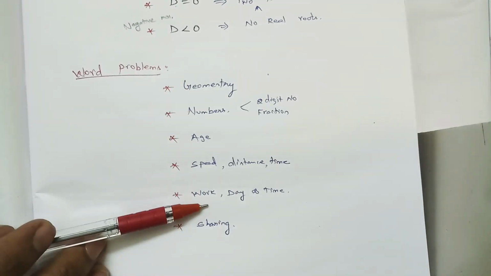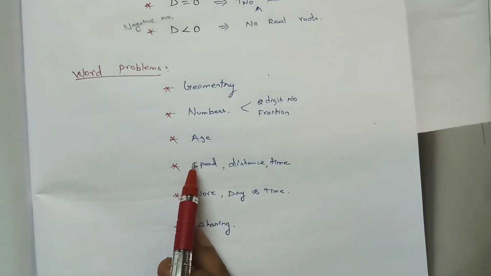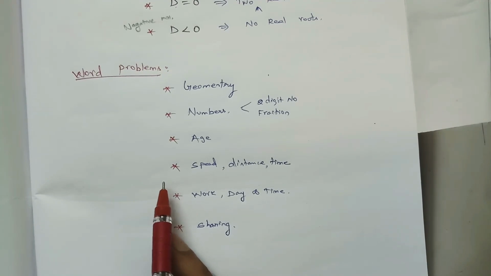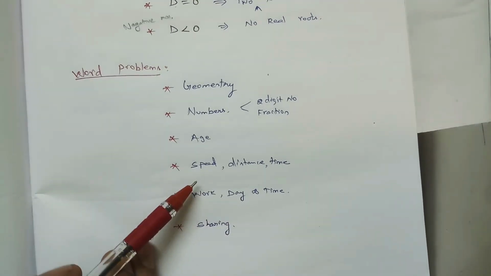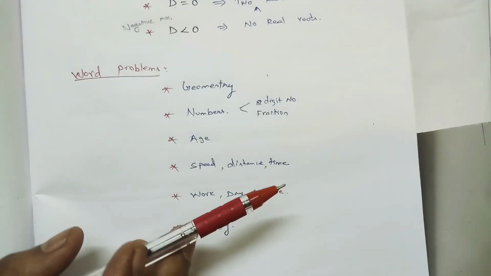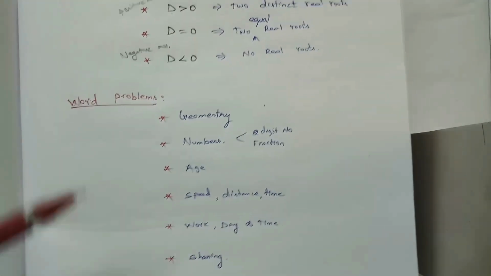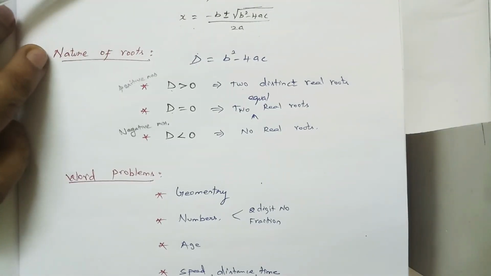For this, we have to form an equation from the condition, and we will get a quadratic equation. From the quadratic equation, we want to find the solution by using the quadratic formula method or factorization method, right?